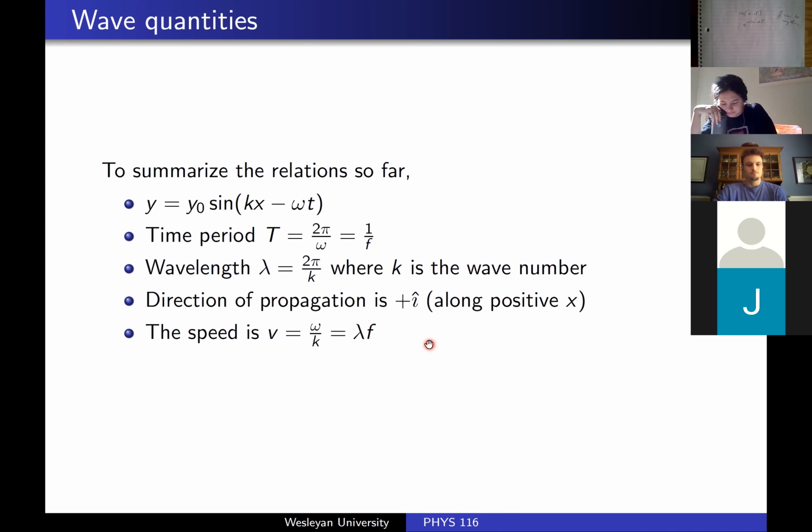The speed is related to omega and k. If you do omega over k, that will give you the speed v. Or you could also do lambda times f, wavelength times the frequency. You can see that meters times per second will give you meters per second.